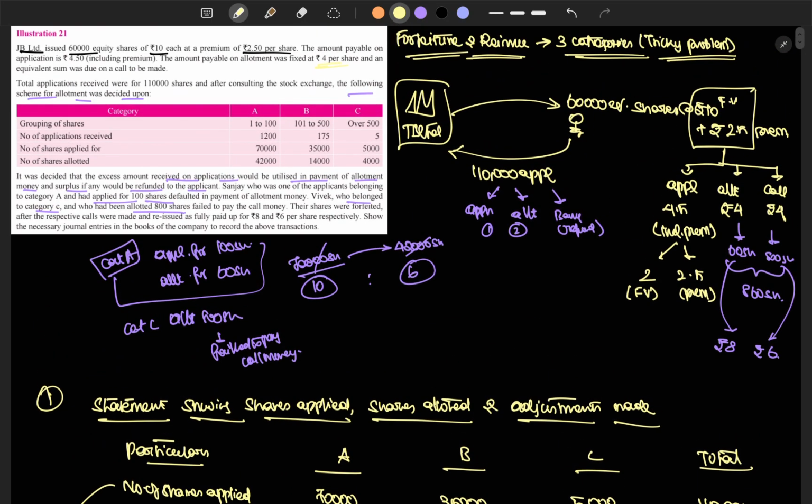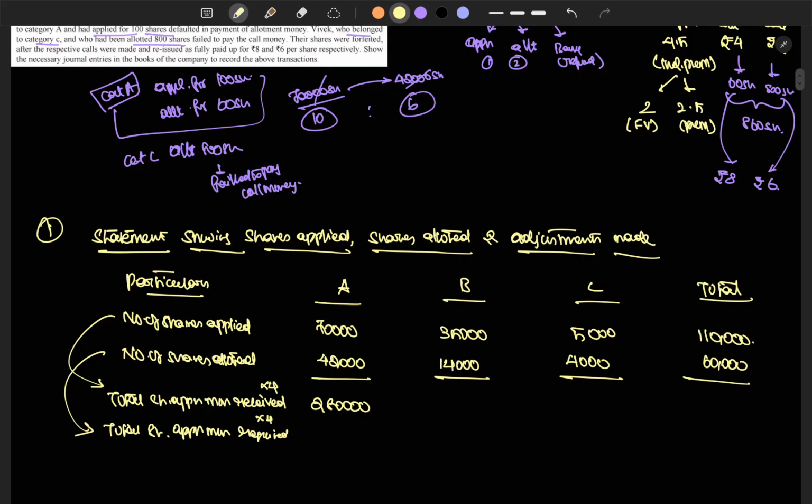4.5, right? It's 4.5, guys. Application money is 4.5. So 70,000 into 4.5 is 3,15,000. 4.5 into 35,000 is 1,57,500. 5,000 is 22,500. Total, just 4,95,000 is the total money we received during share application.